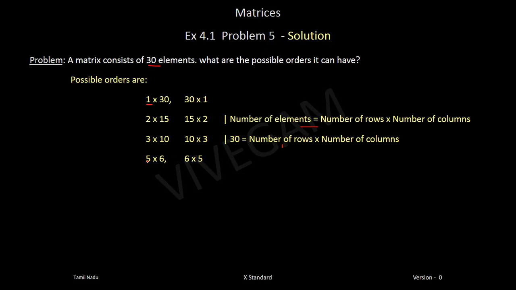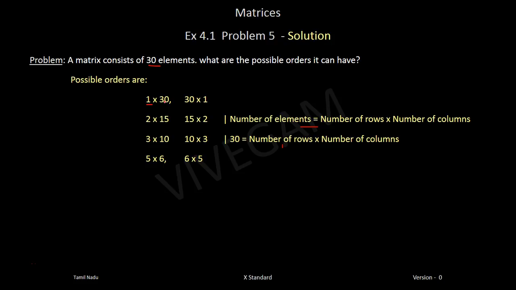Next we'll increase the number of rows to 5. So the number of columns will be 30, the number of elements, divided by the number of rows. So that will be 30 divided by 5, that is 6, which is a whole number. So this is possible. And the inverse of that is 6 by 5. Even if you want to increase to 6, it's already taken care of. Then 7 is not possible, and the next one will be 10 rows, then 15 rows, and the last one will be 30 rows.